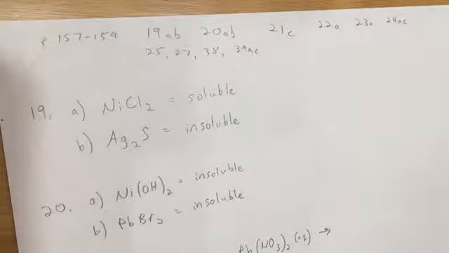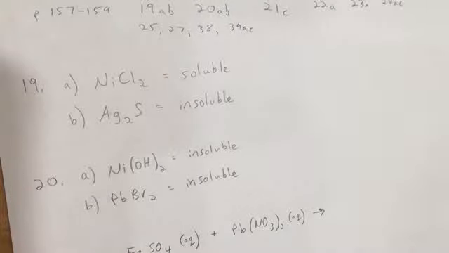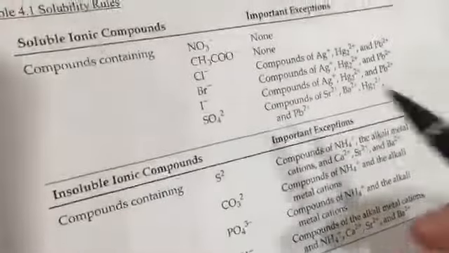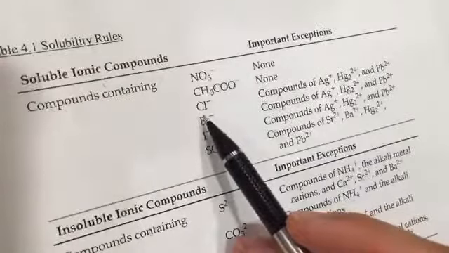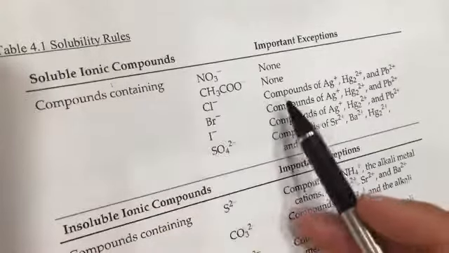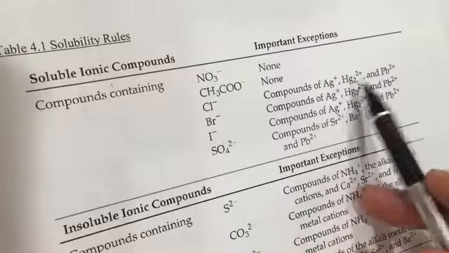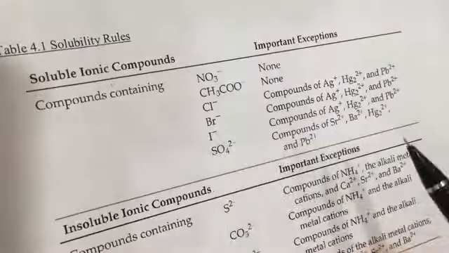Okay, with question 19a, we were asked if nickel chloride is soluble or not, and it is. Chlorides are all soluble. According to our solubility rules, these are soluble ionic compounds. If it's got a chloride, the exceptions would be compounds of silver, mercury, and lead. And so nickel is not one of the exceptions, so it's soluble.